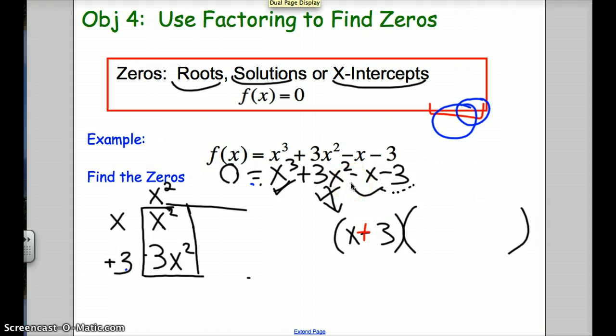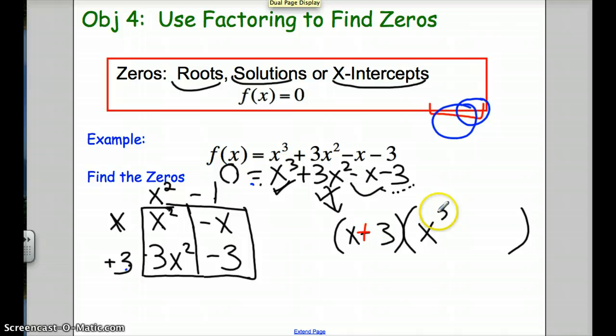The only way to get negative x is to have x times negative 1. So negative x goes there, and take a look, negative 1 times 3, negative 3. I've successfully factored the polynomial. So x plus 3 times x squared minus 1. This product will give me that sum. So I've successfully factored. Remember, that helps me see my zeros because I'll use my zero product property.